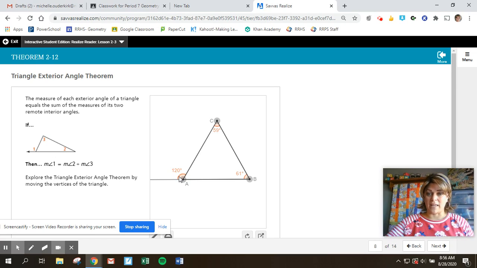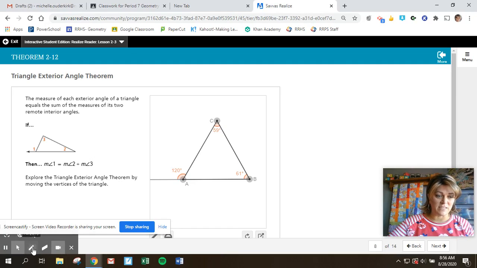If this is 120 and this is a straight line, then this right here would be 60 degrees, because 120 plus 60 is 180, and angles on a line, or linear pairs, add up to 180. So this is 60 degrees. Now, if this is 60 degrees, then 61 and 59 and that 60 add up to 180 as well, because of the triangle sum. I want to write on this really quick and see if you can understand this.